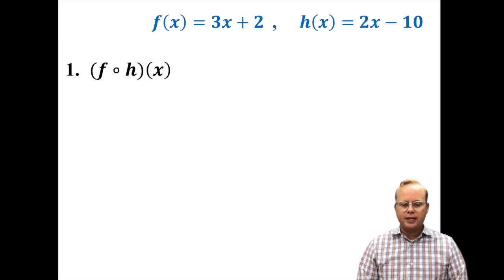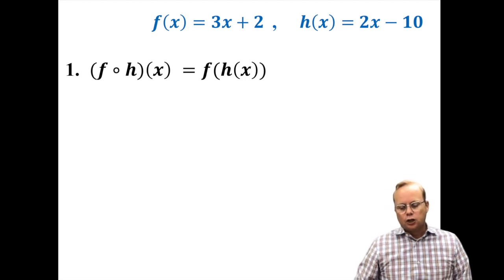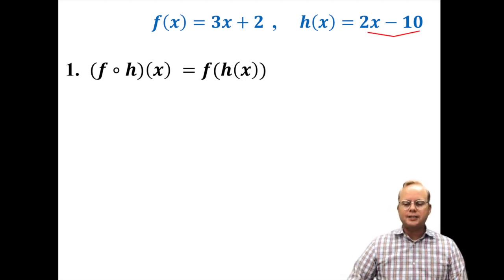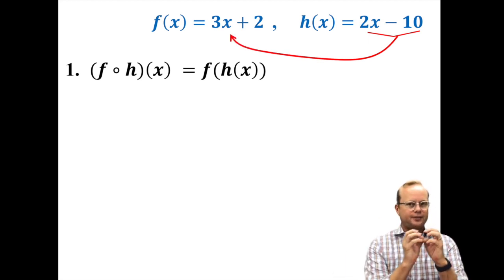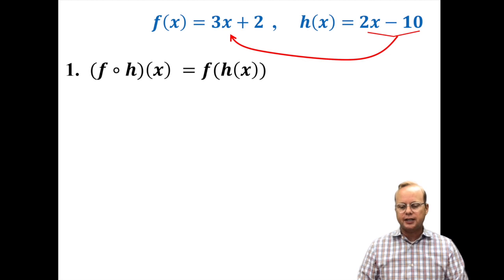F of h of x. And again, sometimes it's written this way, f of h of x. Both mean the same thing. So that means that I'm going to take this entire quantity here of h of x and plug the whole thing in just for the x value. That's it, just for the x value. I'm not touching anything else.